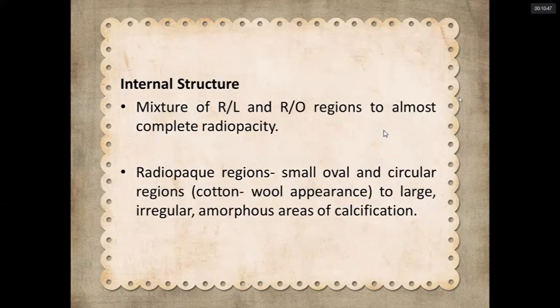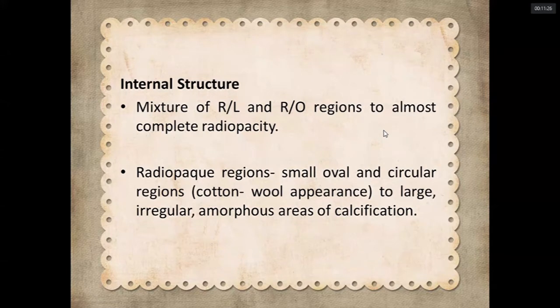Next is internal structure. The internal structure is usually a mixture of radiolucency and radio-opacity to almost completely radio-opaque. So you all know by now that the internal structure depends upon the stage of the lesion. If it is of early stage, there is only the presence of radiolucency. As the lesion matures, there is a mixture of both radiolucency and radio-opacity. And when the lesion is totally mature, it is completely radio-opaque in nature.